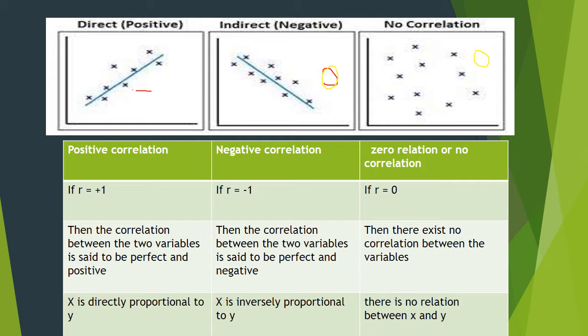From the second graph, we observe that when x increases, y decreases. So x is inversely proportional to y in case of negative relation. But when R equals 0, there is no relationship between x and y. So the values of x and y are random in the third diagram.